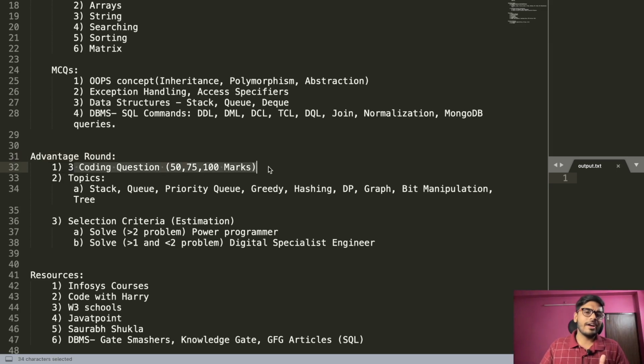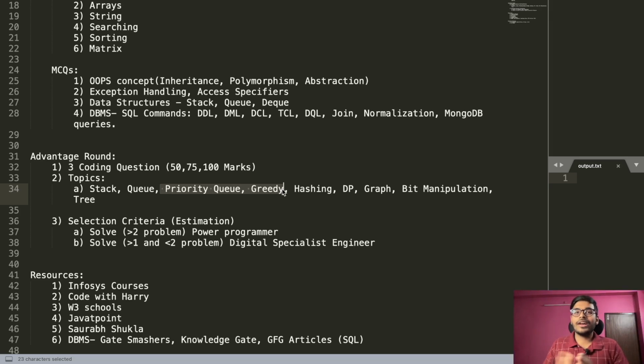So easy, medium, and hard level problems will be there, and the topics covered will be all the basics, and extra: stacks, queues, priority queues, greedy, hashing, DP, graph, bit manipulation, trees. Maximum time it is a little bit luck dependent, because in our case when we gave Hack with Infy and advantage rounds, some students were getting all 3 hard level questions, some were getting all 3 easy level questions, so it was more luck dependent, right?